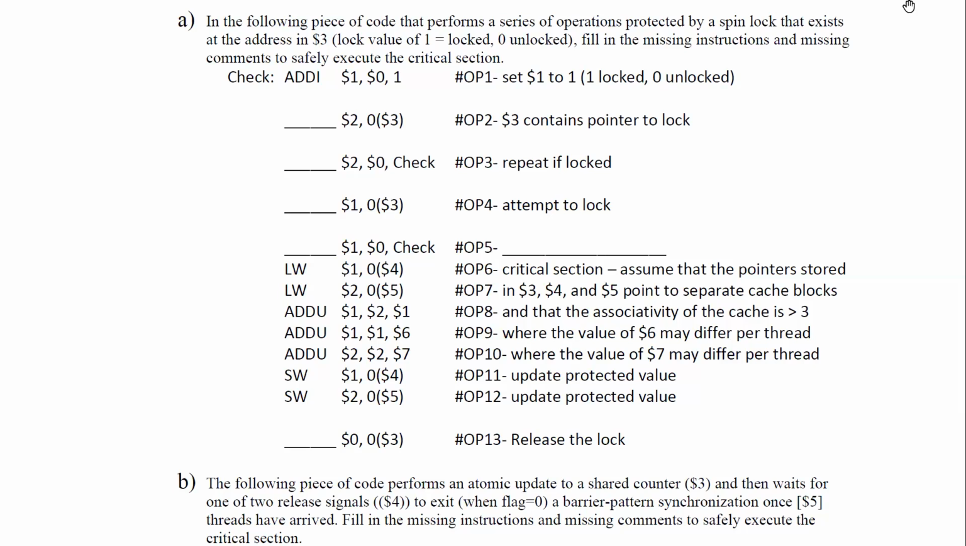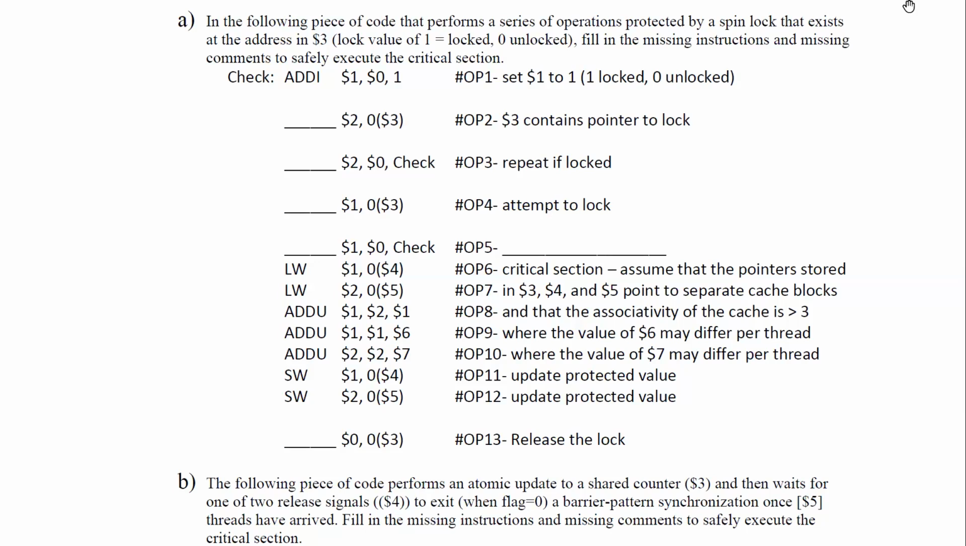So we're going to look at a piece of code. It doesn't quite fit on the screen. That's why we're just looking at the text portion. We'll pop down in just a second. It is going to perform an atomic update to a shared counter and then wait for one of two release signals, i.e. it is implementing barrier synchronization.